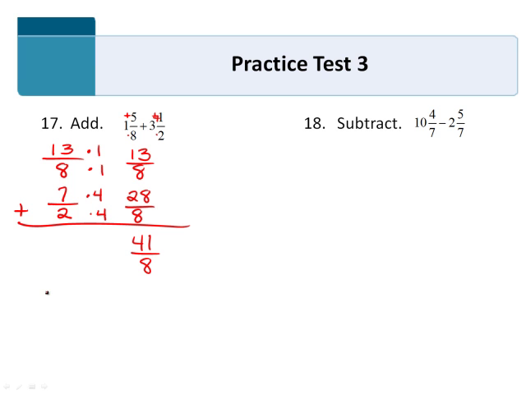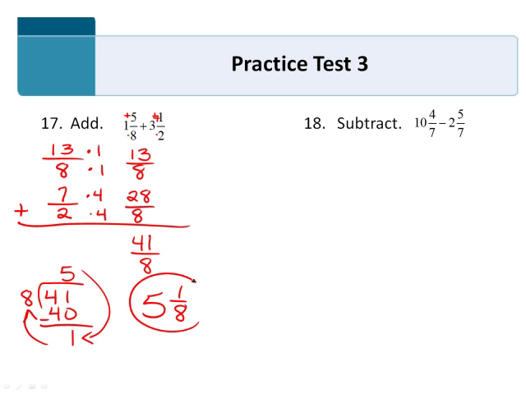Now change it to a mixed number. So 8 will go into 41 5 times. 5 times 8 is 40, and that leaves 1. And then write your mixed number, 5 and 1/8. That's the answer there.